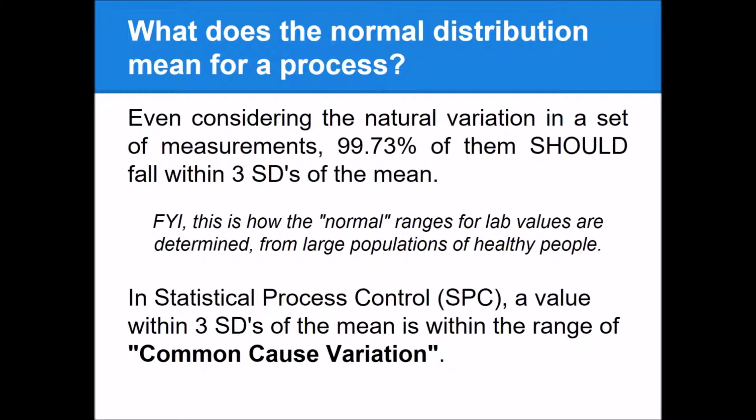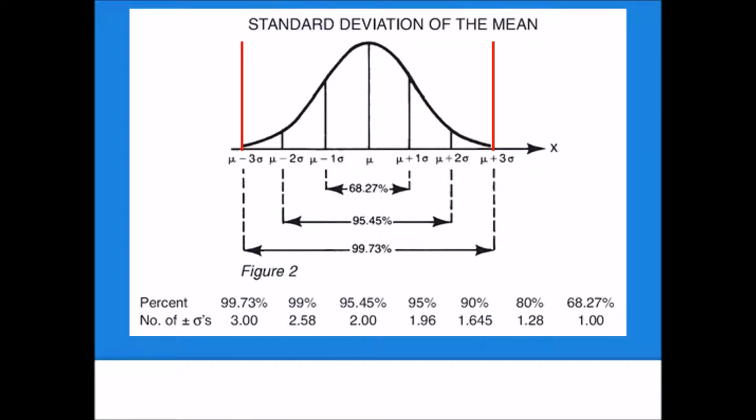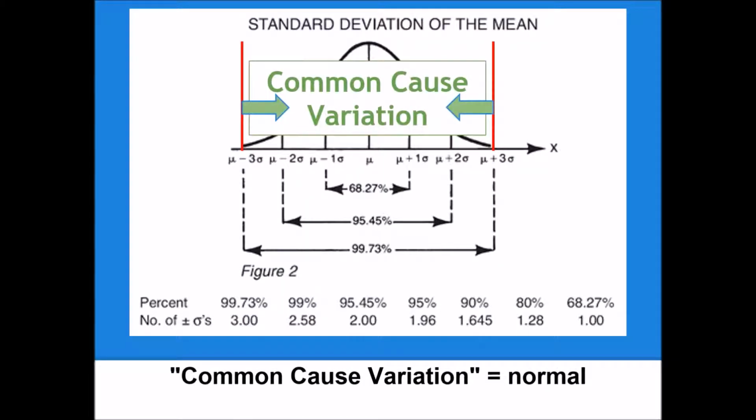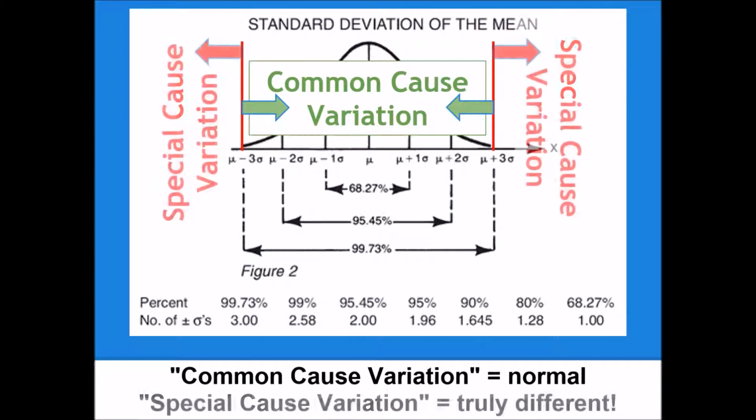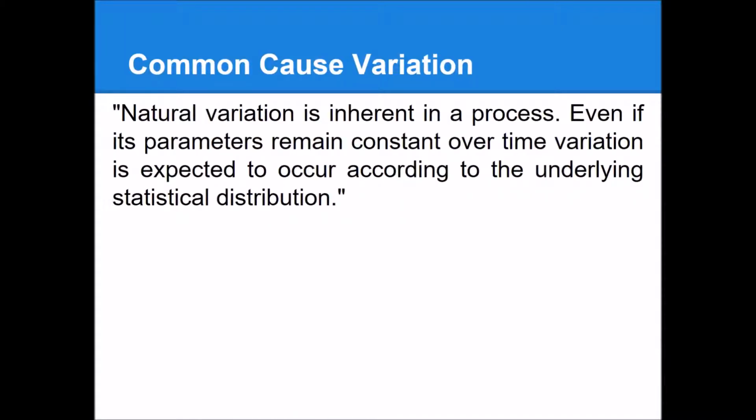In the field of statistical process control, a value within 3 standard deviations of the mean is within the range of what's called common cause variation. So this is our normal distribution, and between those 3 standard deviation lines, anything that falls within this range is called common cause variation. Outside of those ranges, we call it special cause variation, and those are values that are truly different.